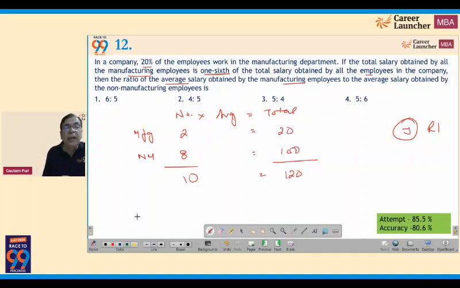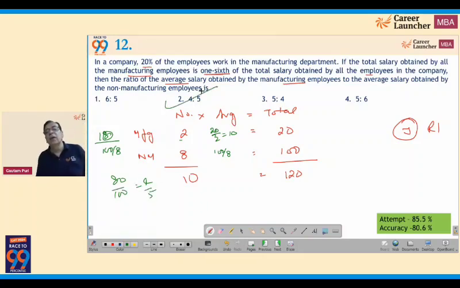Okay. So what should be the average salary of manufacturing? 20 by 2 equal to 10. And similarly, the average salary of these people is going to be 100 by 8. Okay. Then the ratio of average salary obtained by manufacturing employees to the salary obtained by non-manufacturing. So average salary of manufacturing is 10 and this is 100 by 8. So what does it become? 80 by 100 or 4 by 5. Correct answer. Choice 1. Simple jugaad solution is there.